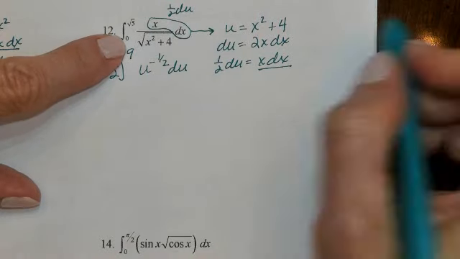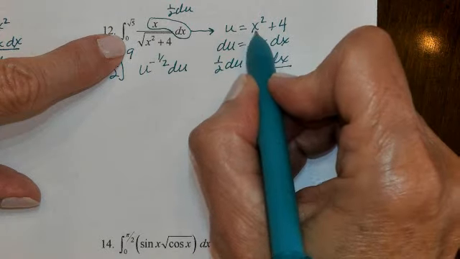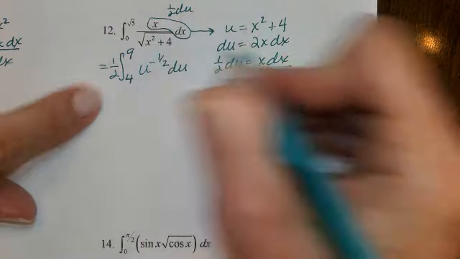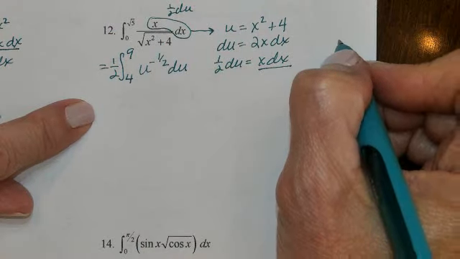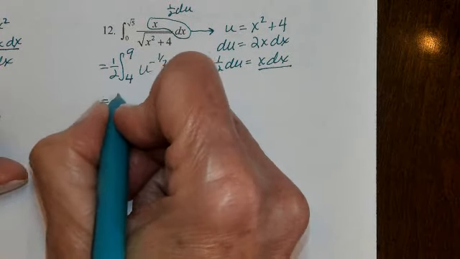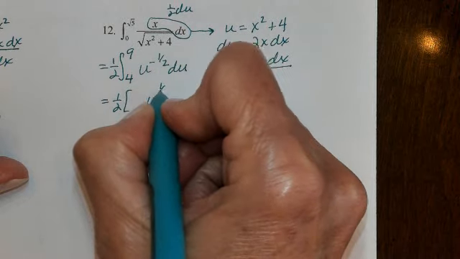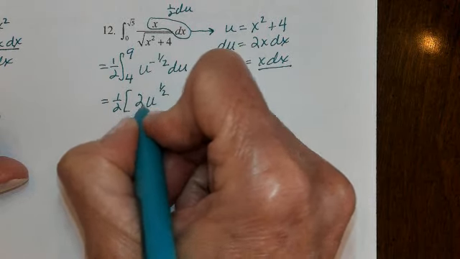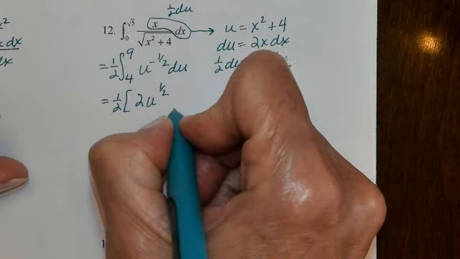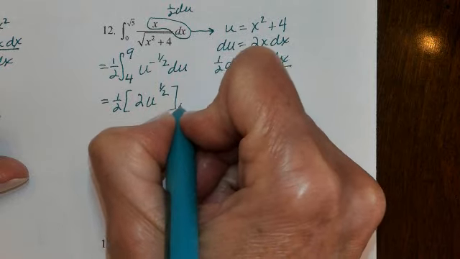What's my new lower boundary? Well, if I put 0 in for x, I get 4. So that's my new lower boundary. Time for power rule. U to the 1/2 times 2, right? Evaluated from 4 to 9.